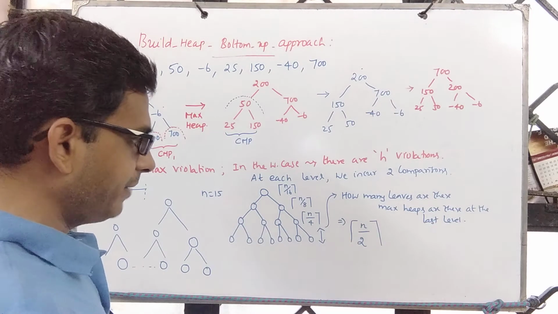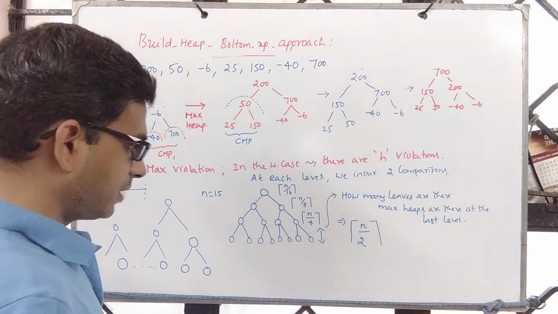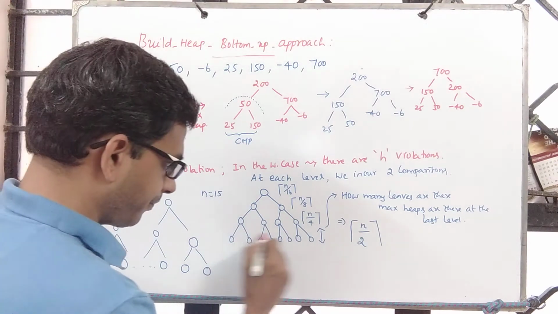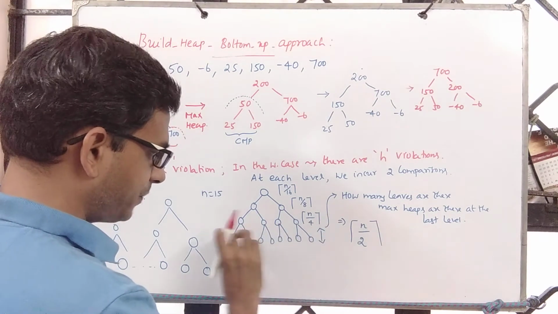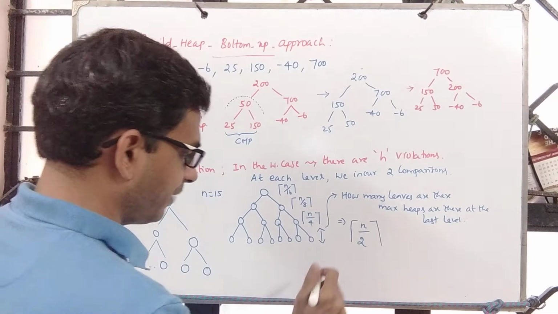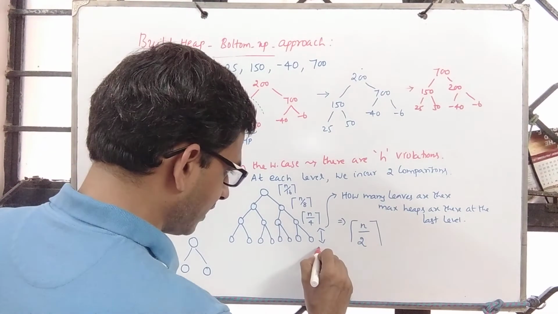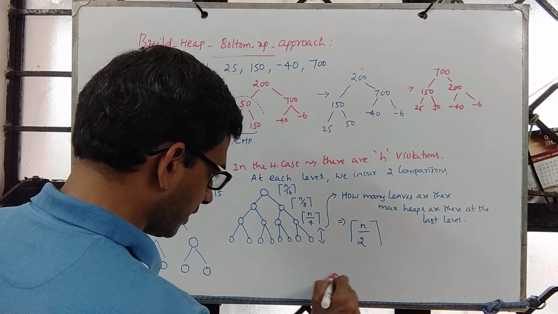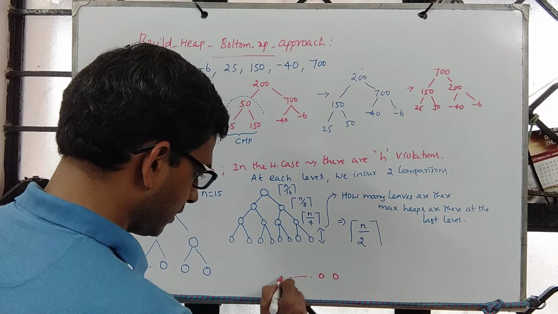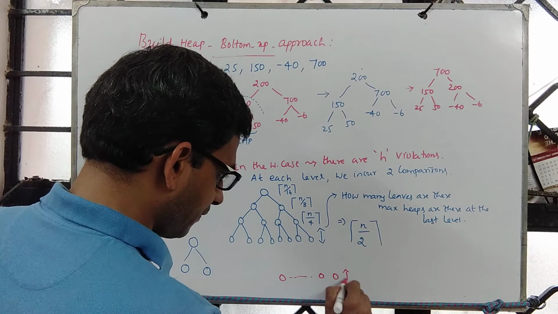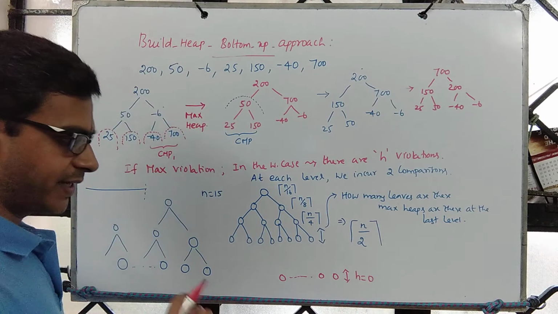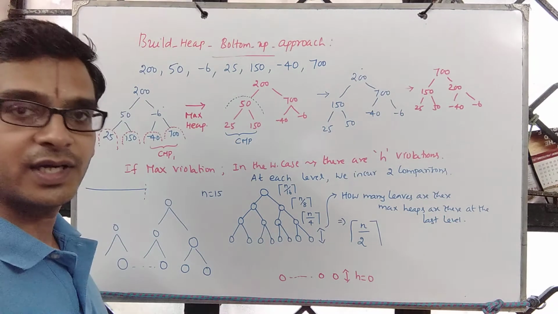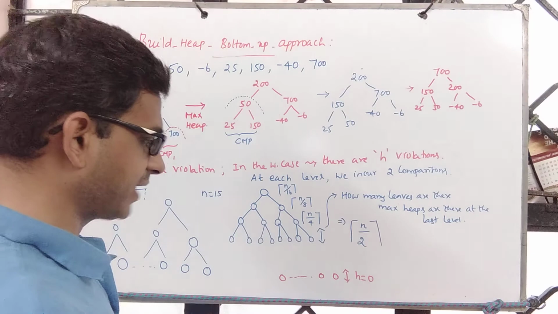Most importantly, suppose there is a violation. Now at this place there cannot be any violation, right? Rather, if you just focus on this, the height of this one is 0. If you look at all leaves, the height of any leaf of a max heap is 0.